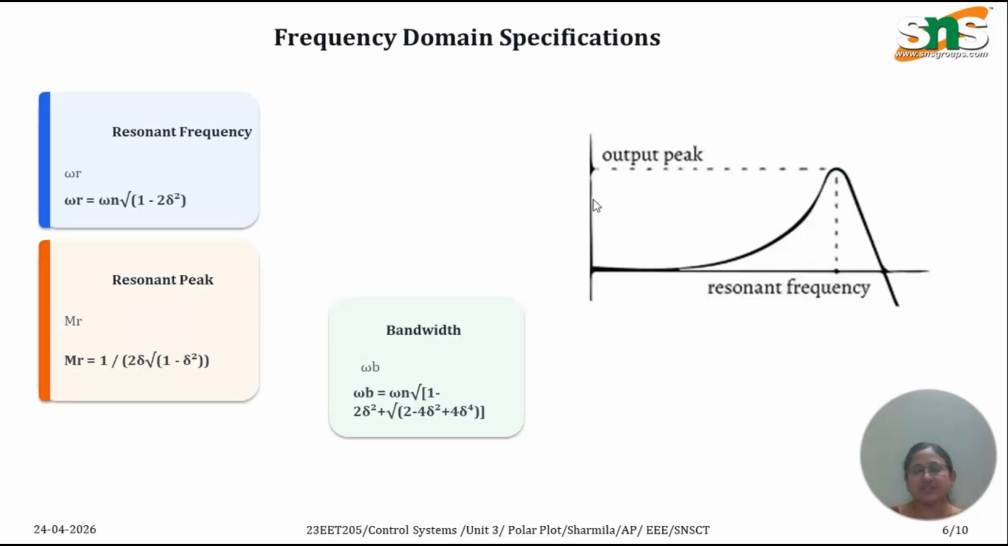Next one is frequency domain specifications. So now let's look at key frequency domain parameters. That is resonant frequency ωr, the frequency at which the system exhibits the peak response. Resonant peak Mr, that is the maximum value of magnitude. And the third one is the bandwidth ωb, the range of frequencies where the system operates effectively. So these parameters help in evaluating performance and responsiveness of the system.